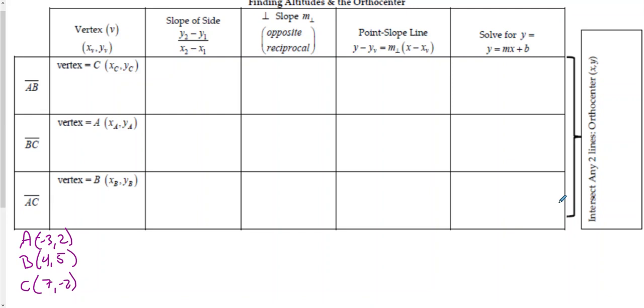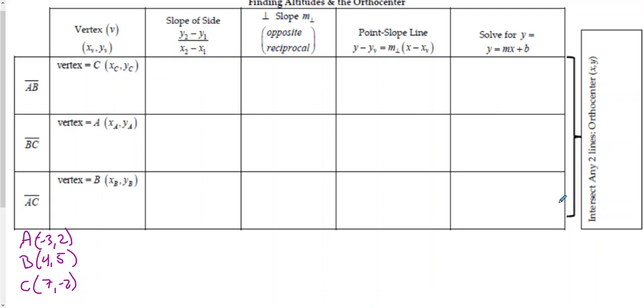Okay, so in this video, I'm going to show you how to find the orthocenter of a triangle using the coordinates of the vertices algebraically. In order to do this, you need to remember what an orthocenter is. An orthocenter is a point of concurrency where the altitudes intersect. All three altitudes will intersect at the orthocenter.